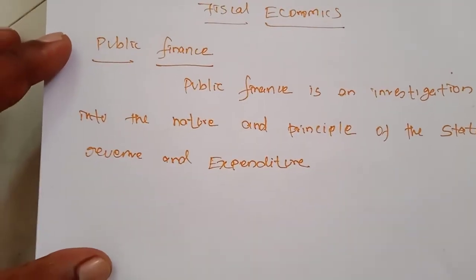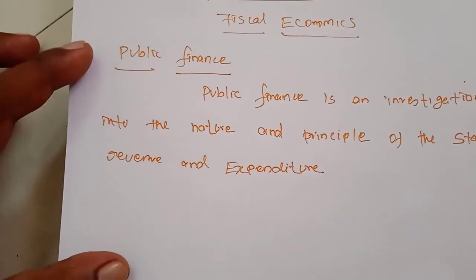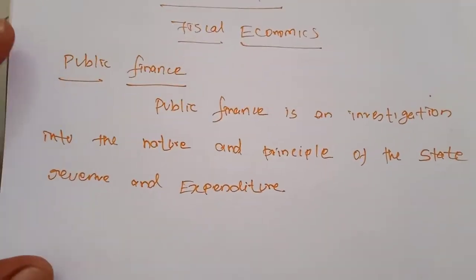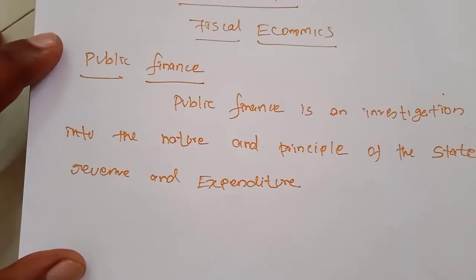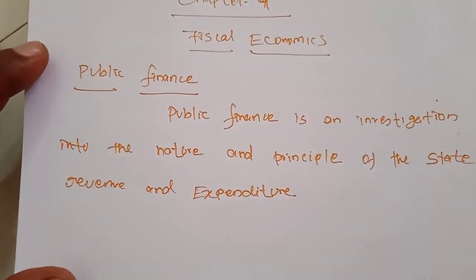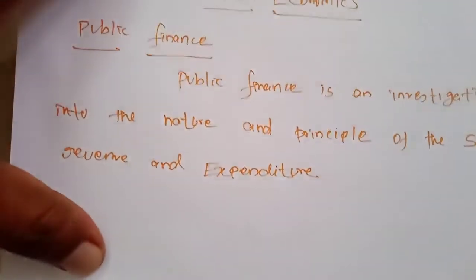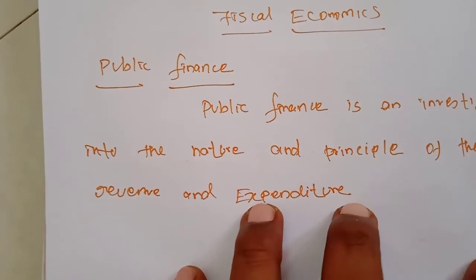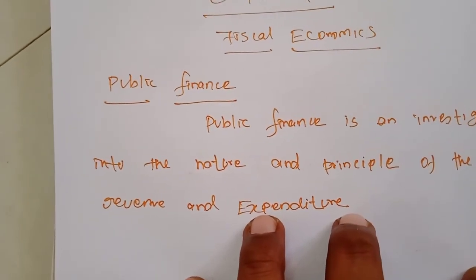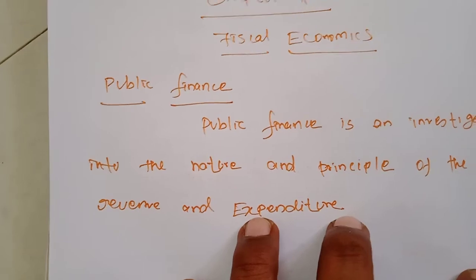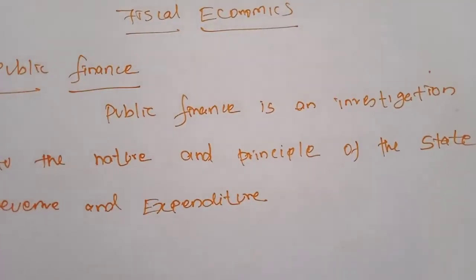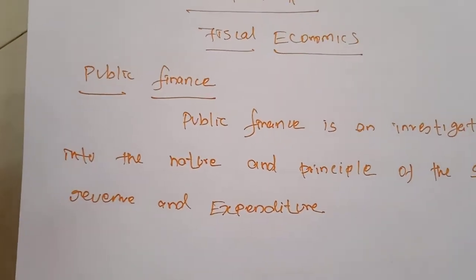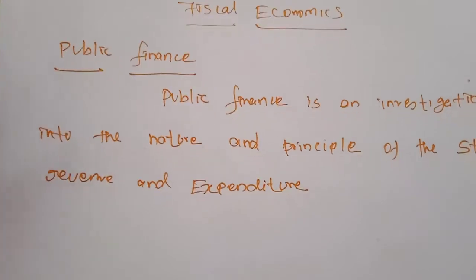So public finance studies the manner in which the state raises and spends its resources. How do governments make income and spend on expenditures for public welfare? The state is concerned with the collective wants of the citizens. The modern state is a welfare state.